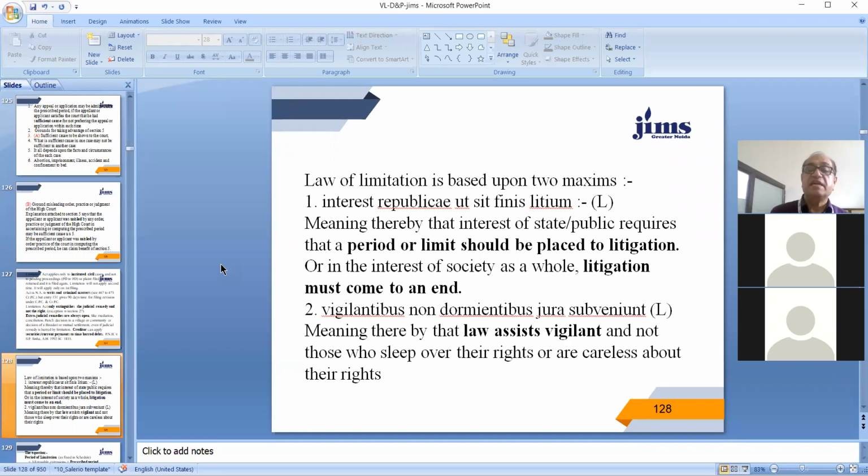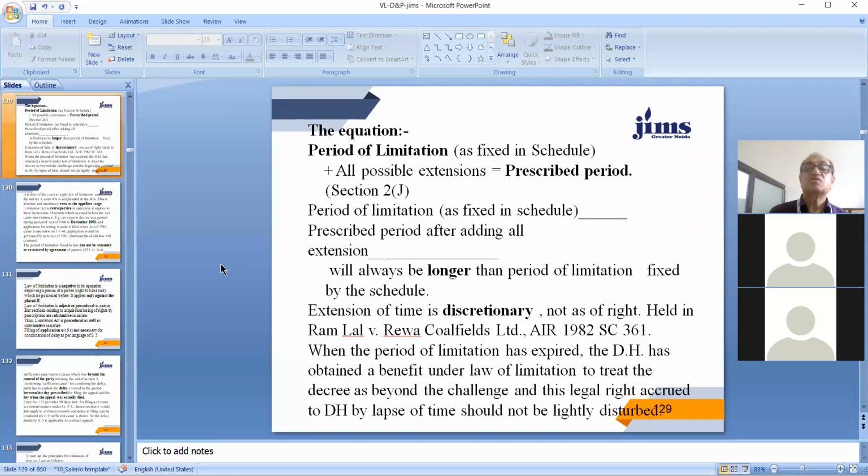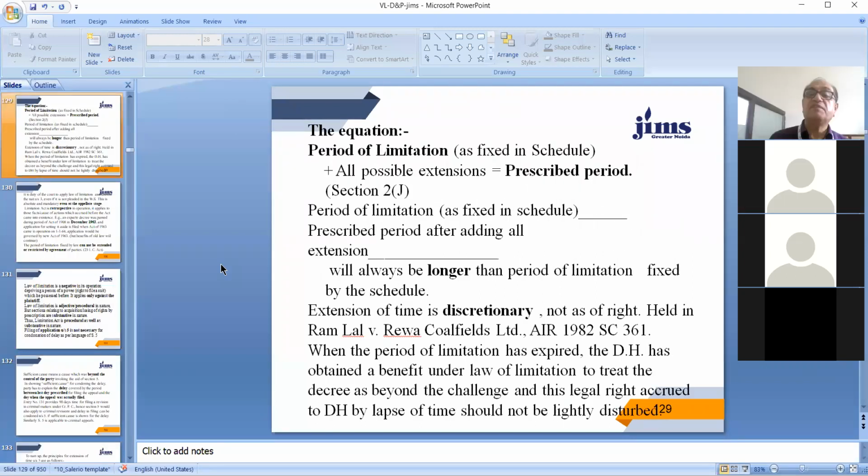And the second maxim means that law assists the vigilant and not those who sleep over their rights or are careless about their rights. So the equation is that the period of limitation fixed in the schedule plus all possible extensions is equal to the prescribed period. The period of limitation is fixed in the schedule attached to the Limitation Act, and the prescribed period will be calculated after adding all extensions, and it will always be longer than the period of limitation fixed by the schedule. And dear students, this extension of time is discretionary and not a matter of right. You cannot claim limitation as a matter of right.